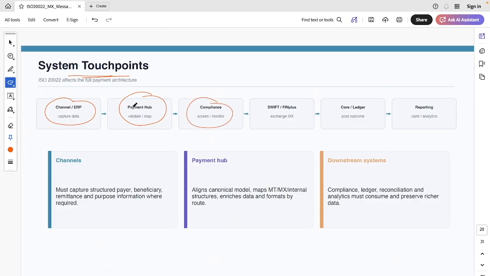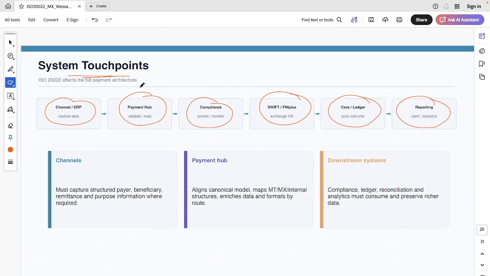Compliance systems screen and monitor the payment. They rely on clear party data, address information, country details, and transaction context. Swift, FINplus, or domestic networks carry the MX messages according to the network and the scheme rules. The ledger posts the accounting outcomes. The reporting and analytics systems consume the CAMT messages or downstream data for statements, notifications, and reconciliation.